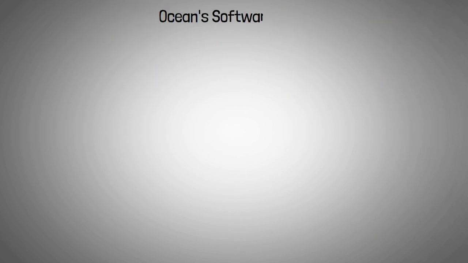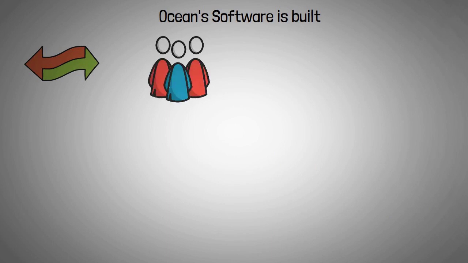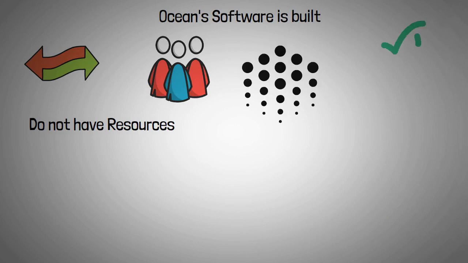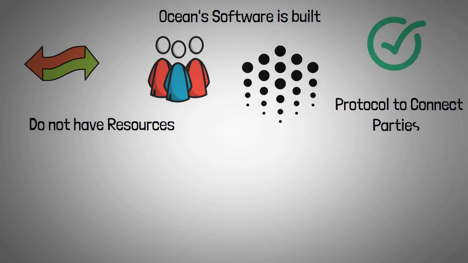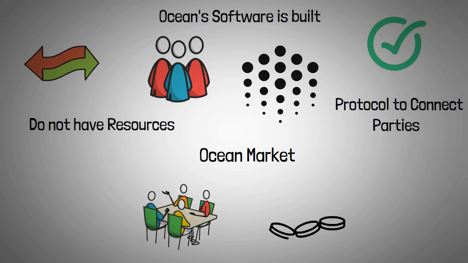Ocean software is built to facilitate this data exchange, linking users who need data or do not have resources to store it with those who have resources to spare. Ocean enables marketplaces to implement its protocol to connect parties and facilitate transactions. For example, Ocean Market, created by the Ocean team, is where data tokens are publicly available for trade.